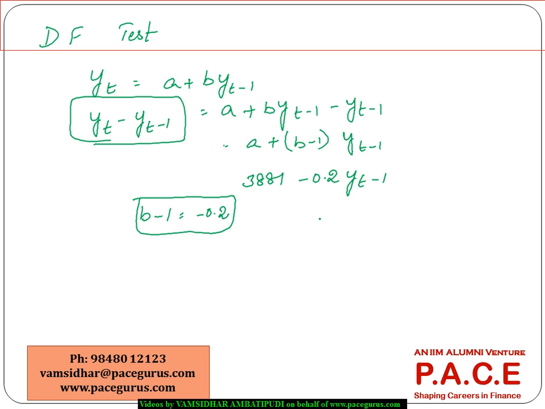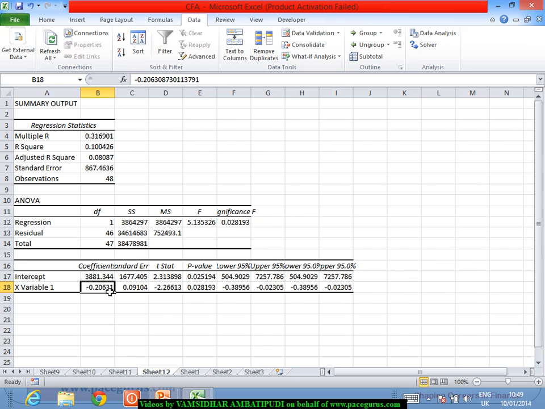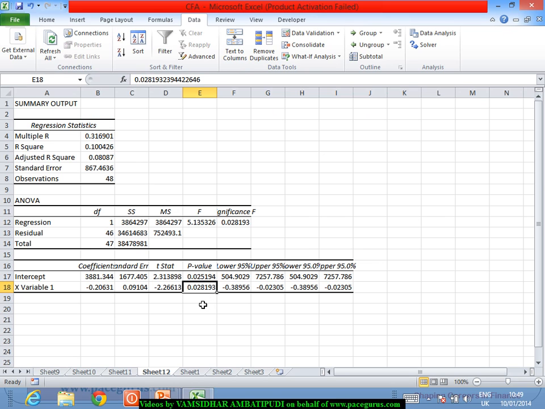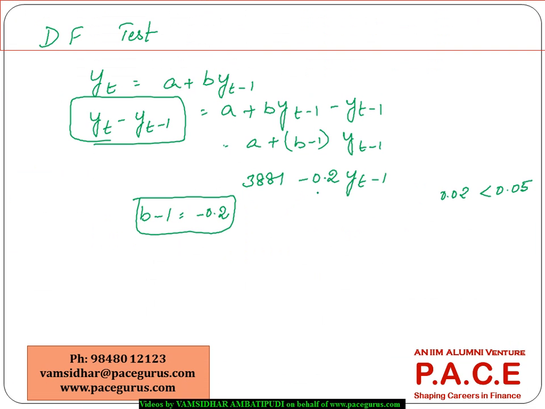Now what I would like to test is the significance associated with it. The significance associated with it is 0.02, which is less than 0.05. And because of that I can very well say that this variable is statistically significant. If this variable is statistically significant, this coefficient cannot be equal to 0. So b minus 1 cannot be equal to 0. So b cannot be equal to 1, which means it is not a unit root.